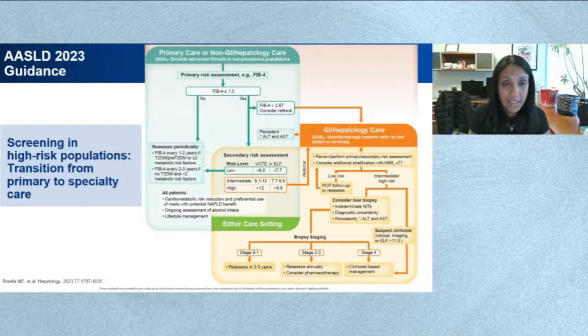Yeah, I mean, it's nice to have this out there because you talked about the primary care algorithm, but there's also now an algorithm for us and how we should be using this in GI and hepatology care. And it really helps sort of streamline our patients.